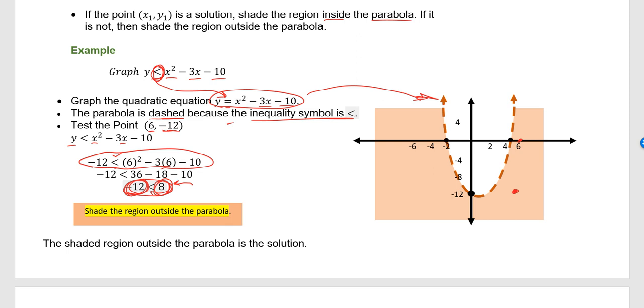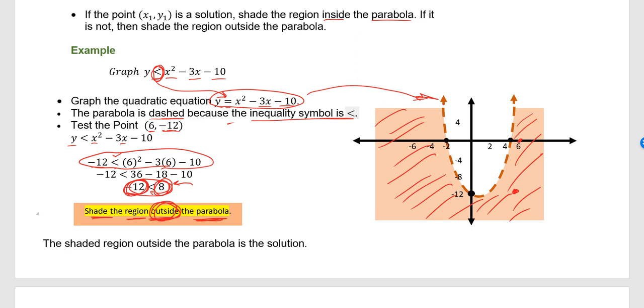In which case, since the point outside the parabola did work, did give us a true mathematical result from the inequality, then the region outside the parabola is our solution to this quadratic inequality. So shade the region outside the parabola. The shaded region outside the parabola is the solution.